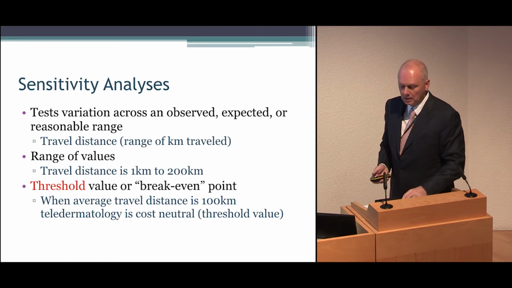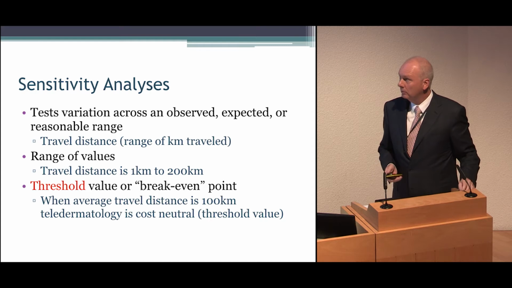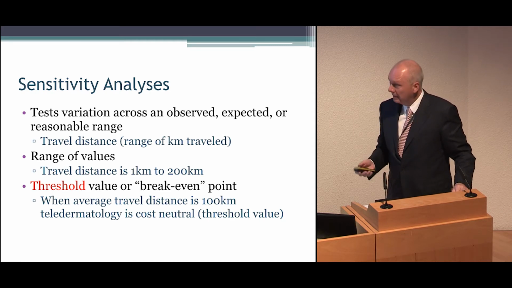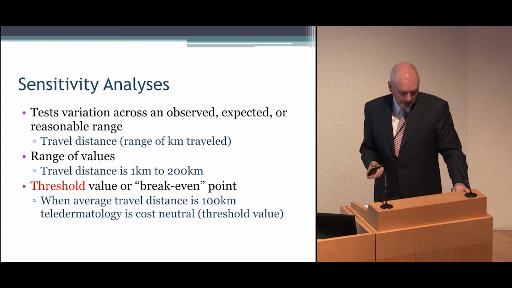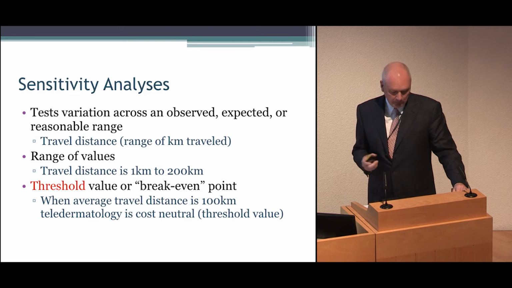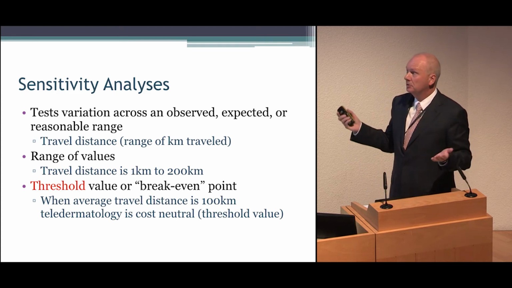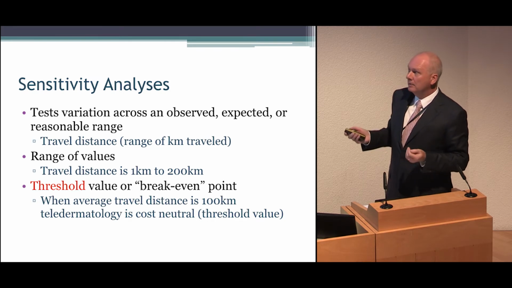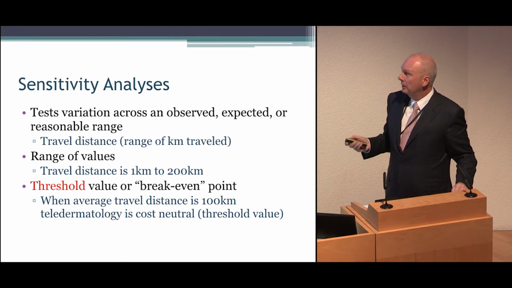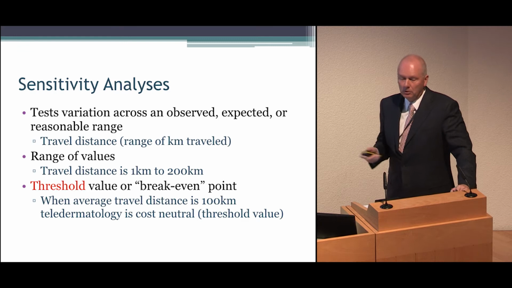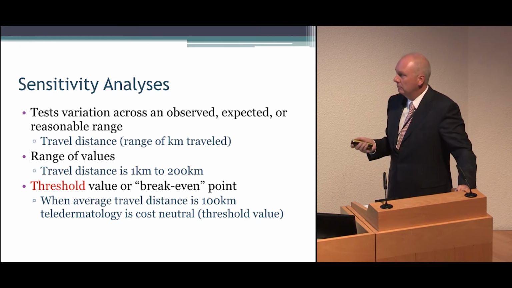And then the last concept that I'm going to talk about before I turn to the literature is sensitivity analysis. Basically, this tests variation across an observed, expected, or reasonable range. An example would be a variation in distance traveled for care. So let's just say that we find that the distance traveled for care ranges from 1 kilometer to 200 kilometers. What a sensitivity analysis will do is look for what's called a threshold value or a break-even point.